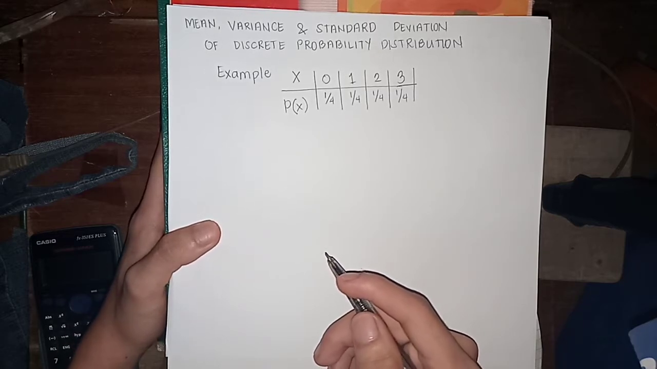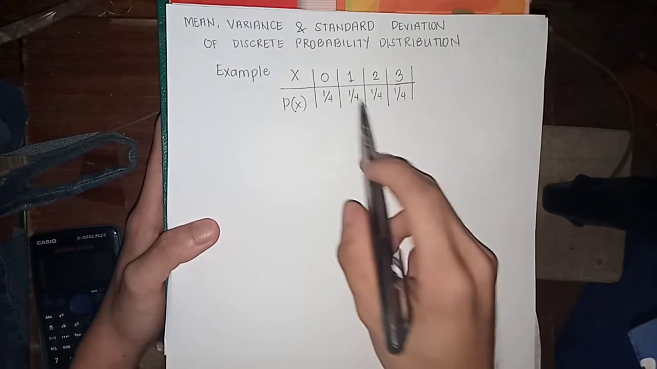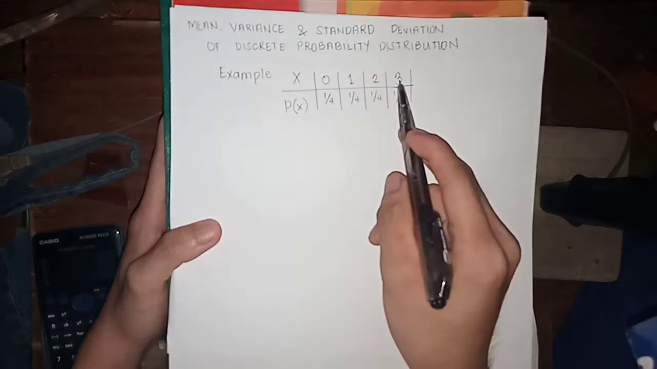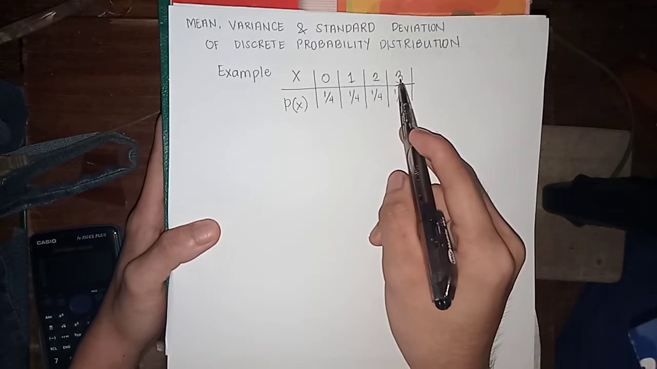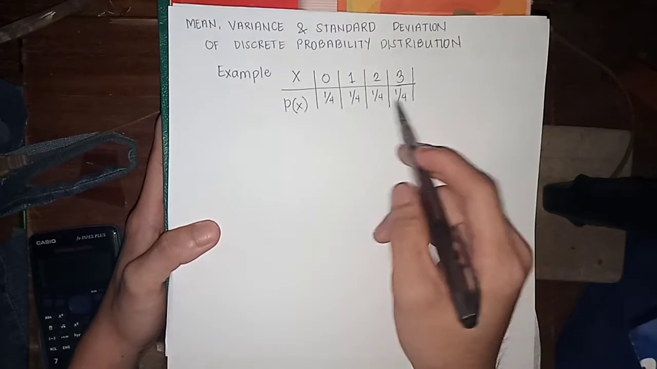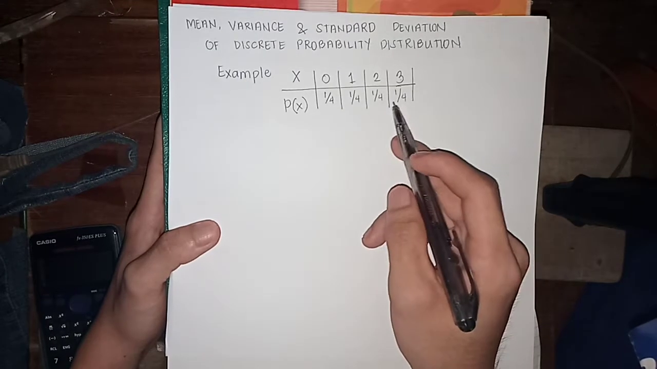Okay, so let's start muna tayo dun sa mean, variance, and standard deviation of discrete probability distribution. Okay, so let's say we have the discrete probability distribution of 0, 1, 2, 3, sila po ang mga outcome, and we have the probability of each outcome, 1/4 po ang probability ng bawat outcome.